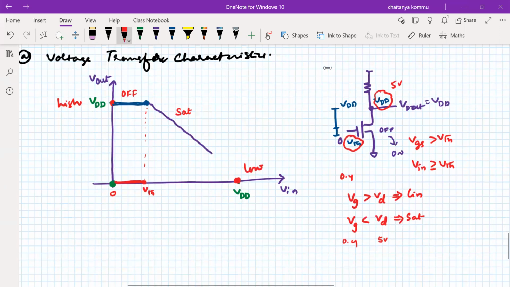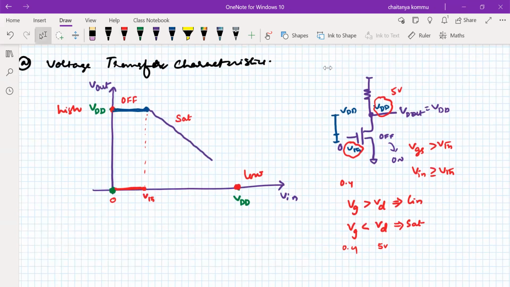Another thing is that our scenario is something like this: the input is rising and the output is decreasing. This is the scenario that we observe, right? In this scenario, we keep on increasing the input voltage, and we observe that the output voltage keeps on decreasing. So initially the transistor is in cutoff, then it moves to saturation as we keep on increasing the input voltage.